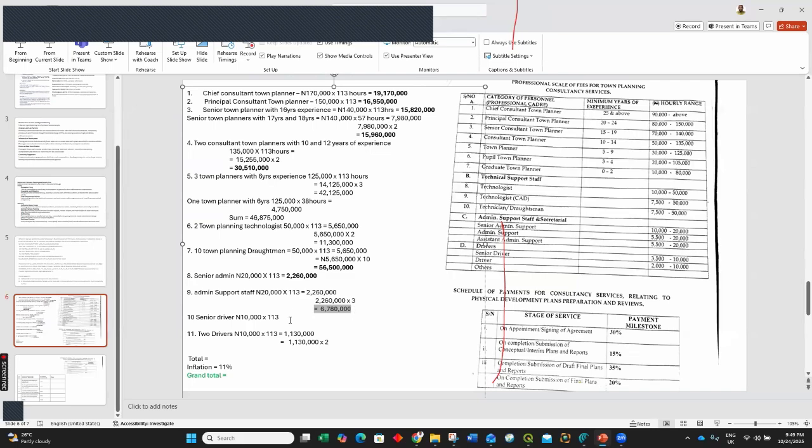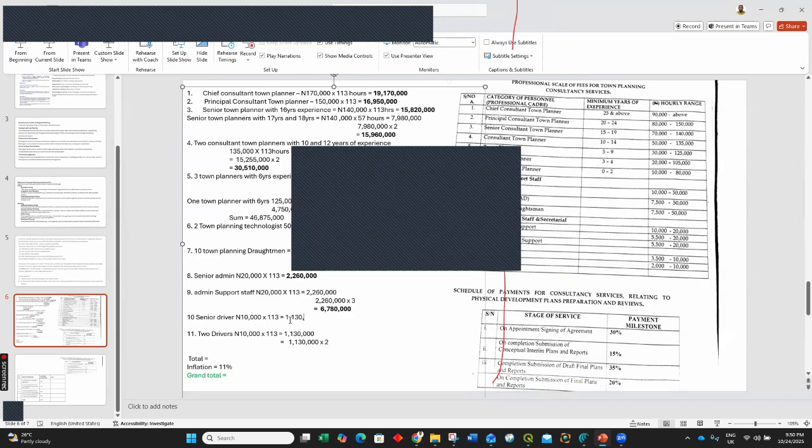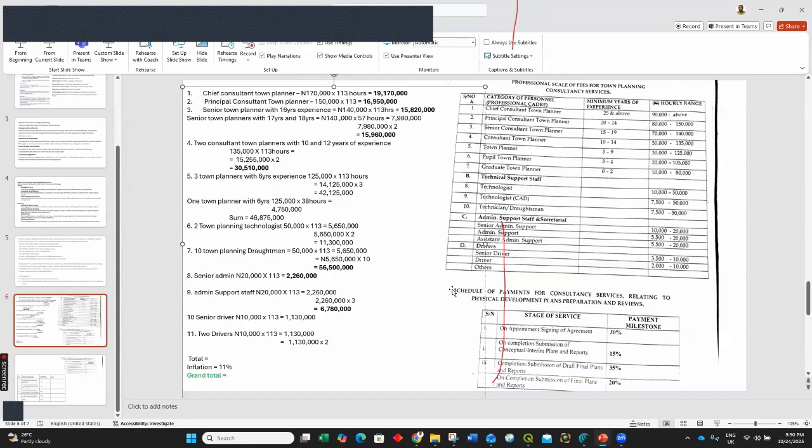All right, senior driver. We have only one senior driver. The maximum is 10,000 times 113 hours, so it's 1.1. It's not much, he's a driver. Okay, our meeting will end again in 10 minutes, so we are finishing by then, by God's grace, so that we continue tomorrow. So this is the amount for the driver.